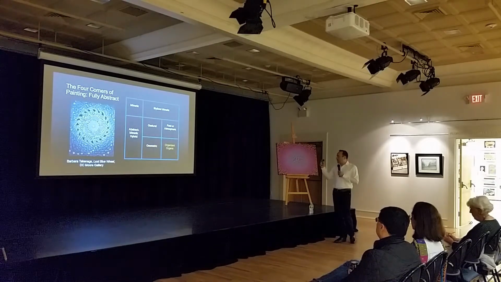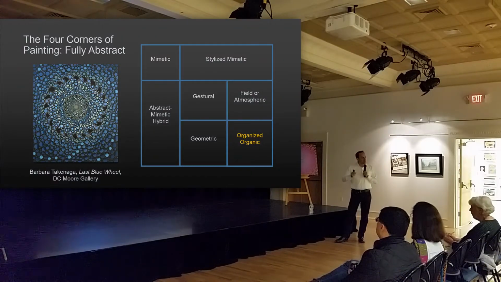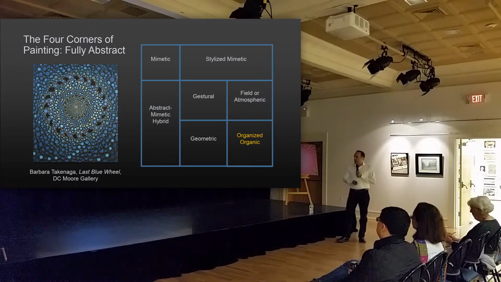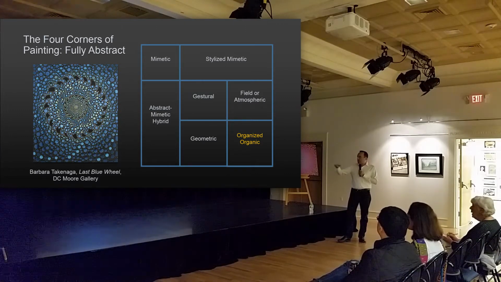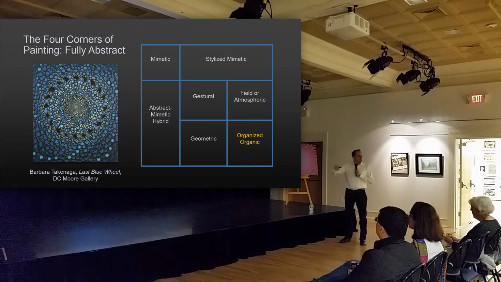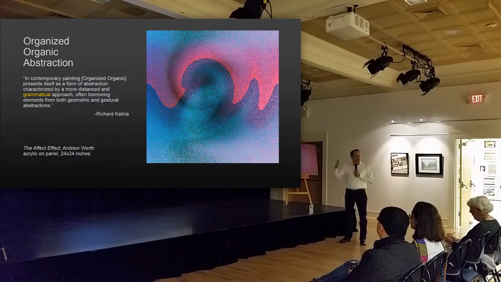And then finally, the quadrant that I found really interesting, what really caught my eye, was giving a name to what I thought my artwork was about, and that's organized organic abstraction. Here's an example by Barbara Takenaga, an artist whose work I admire, at the DC Moore Gallery, and even though it's called Last Blue Wheel, it's really a pretty abstract painting. And in this style, you see she's used spheres that are very organic kind of shape, but it's clearly very organized, well thought out, planned, grammatical almost kind of painting.